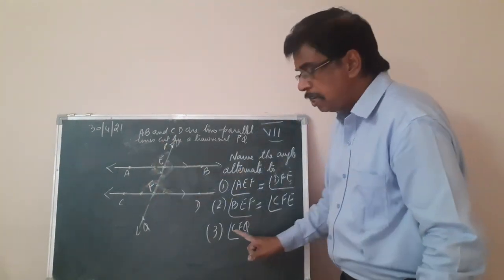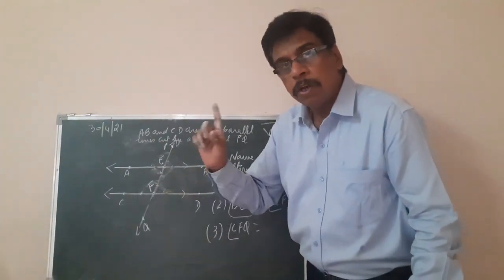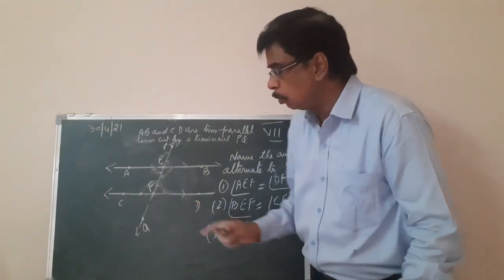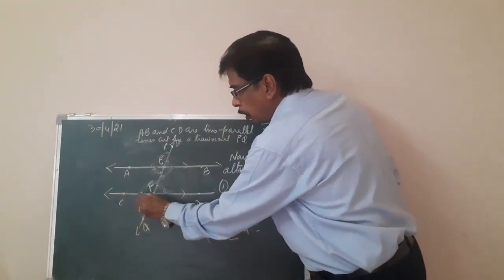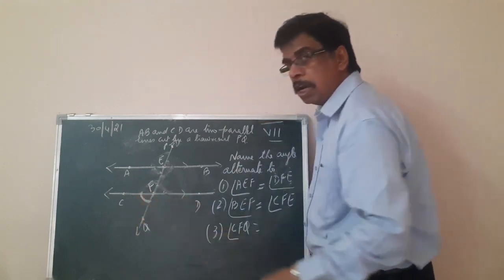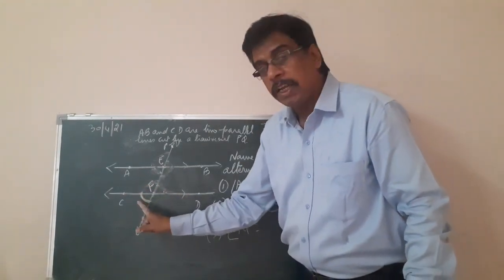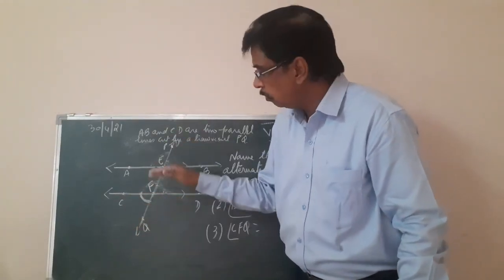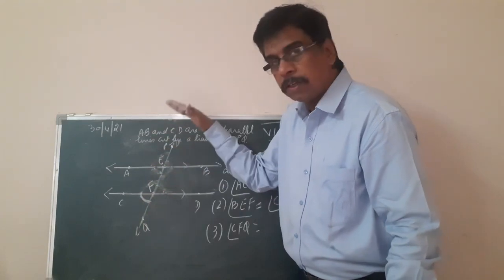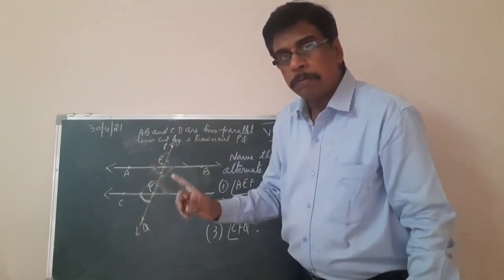Third one is angle CFQ. Alternate to angle CFQ. First mark CFQ. We are talking of this angle now. Now they are asking us alternate to this angle. Now this is an exterior angle. It is outside. These are exterior. I already showed you which are interior and which are exterior. That was shown yesterday only. I wrote it down and explained to you.